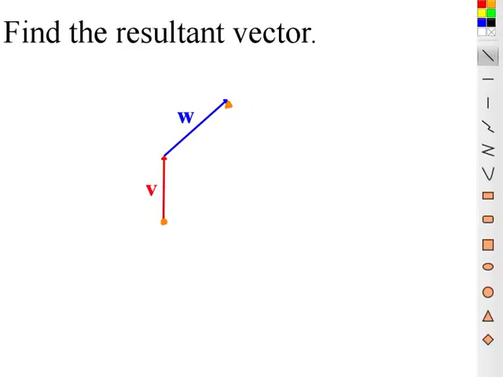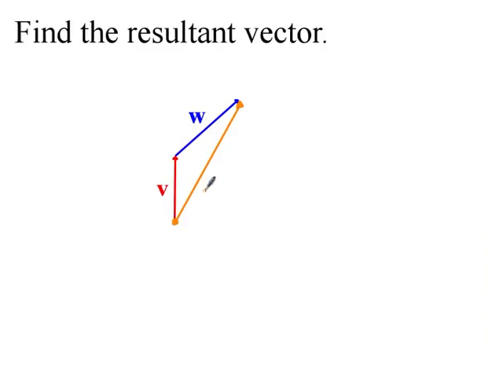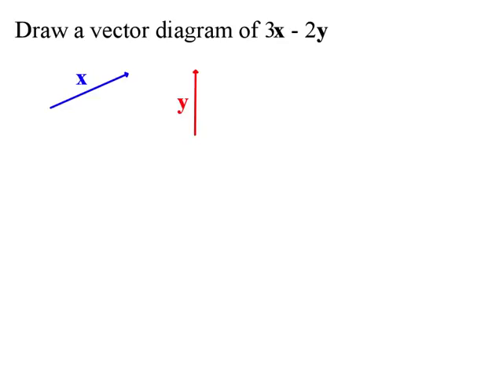And so if I go ahead and draw that in, this is what I'm going to get. There is my resultant vector. And we call that v plus w. So that resultant vector is called v plus w. Questions? Pretty straightforward. Let's go ahead and look at this one.